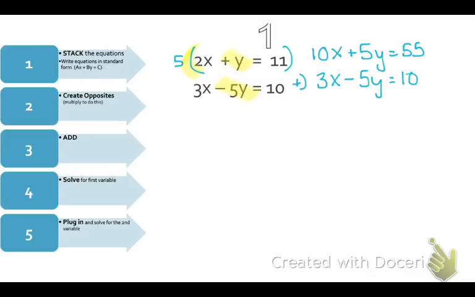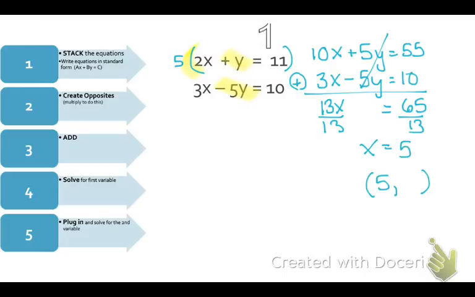and now I'm going to stack and add them. 10x and 3x is 13x. 5y and negative 5y are opposites, so that's 0. They are eliminated. And 55 and 10 is 65. I have a simple one-step equation. I'm going to divide both sides by 13 to get x equals 5.